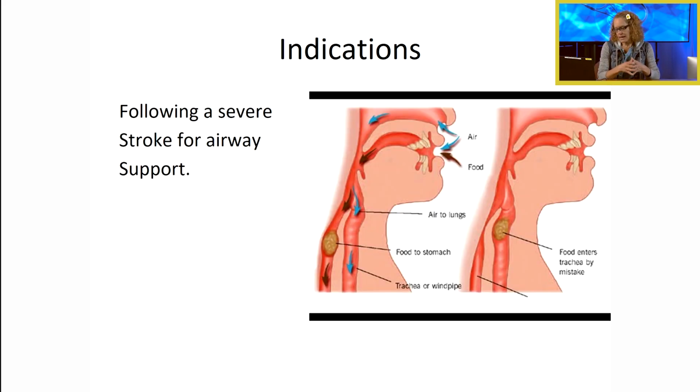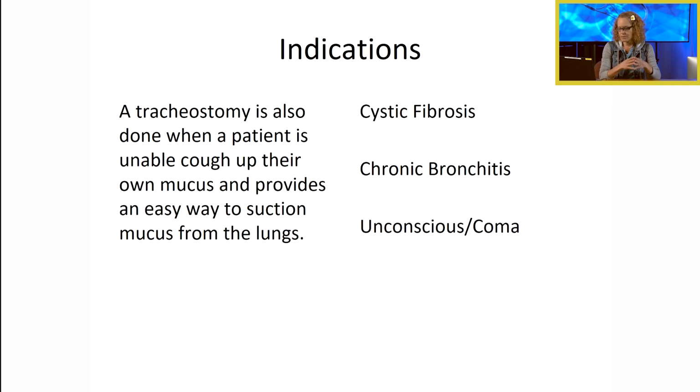Other indications are following a severe stroke for airway support. If a patient has had a severe stroke and is in the intensive care unit, they may get a tracheostomy. Other times that we utilize this is when a patient is unable to cough up their own mucus, and to provide an easy way to suction mucus from the lungs. For example, cystic fibrosis exacerbations, chronic bronchitis, and of course in the case when an individual is unconscious or in a coma.